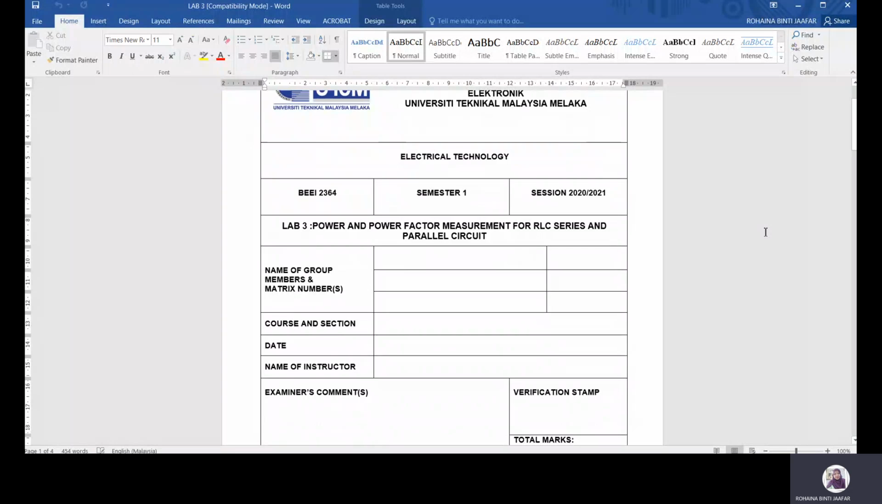So today I will brief you on the lab 3 power and power factor measurement in single phase circuit. I already uploaded the lab sheet for lab 3, which is power and power factor measurement for RLC series and parallel circuit. So this is your lab sheet.